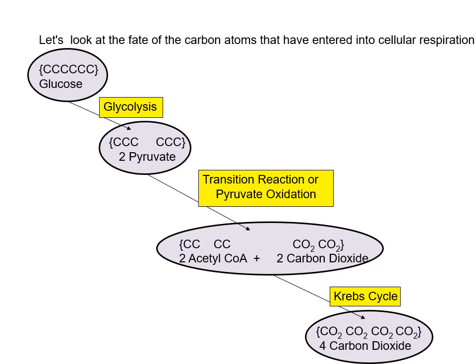4 carbons continue on, but then all 4 of them are converted into carbon dioxides during the Krebs cycle, and again we're doing 2 spins of the Krebs cycle to get those 4 carbon dioxides, and that accounts for all 6 of the carbons that entered our cellular respiration as glucose.